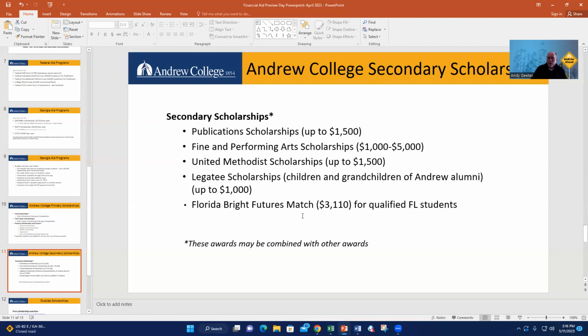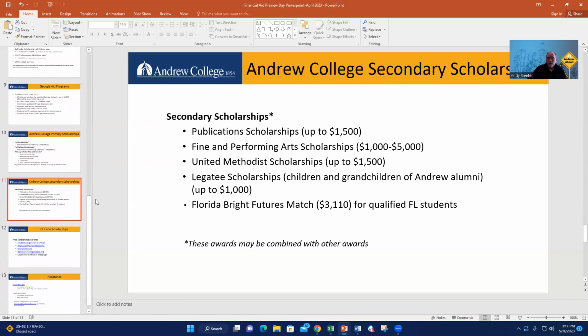If you are a Florida resident and you're eligible for the Bright Futures Scholarship, we do give what we refer to as the Bright Futures Match, and that is an additional $3,110 for qualified Florida students. We must receive proof that you were awarded that scholarship, and that's how we add to your financial aid package.